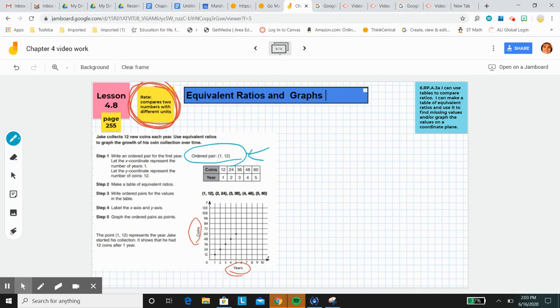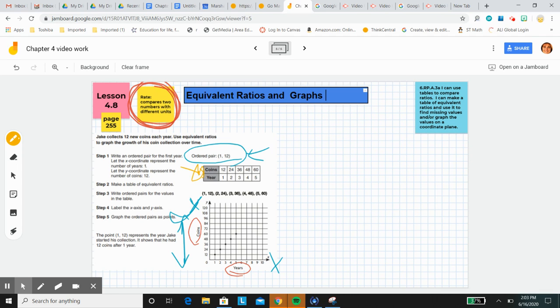Let x, this is x, if you remember down here, y is the one that goes up and down. Okay, x goes back and forth. So the x coordinate represents the number of years. They're showing me in the graph that the x will be years, the y coordinate will be the number of coins. So in our table today, if you look here at the orange arrow that I just created, the coins are on top, the year is down below. Okay, so 12 to 1.